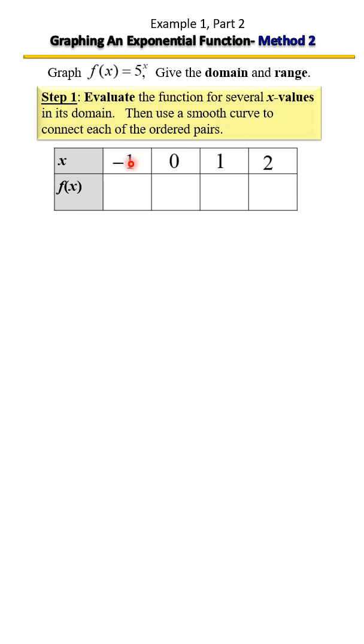Here are some x values we're going to plug in. Let's start with -1. So we're going to remove the x from the original equation and replace it with -1. When we do so, it's going to look like so. Remember, anytime you have a negative exponent, to make it positive, you have to flip it or write the reciprocal of it. And what that's going to give us is an output of 1/5.